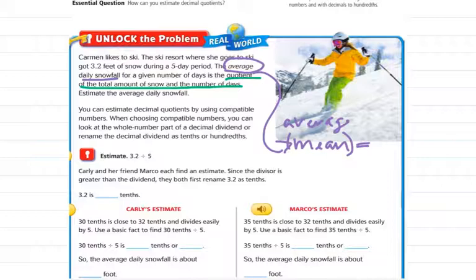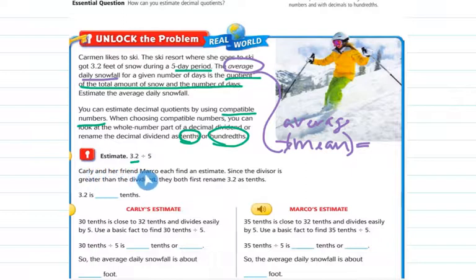So now what it says to do is we're going to estimate the average daily snowfall. We can estimate decimal quotients by using compatible numbers. And when choosing compatible numbers, you can look at the whole number part of a decimal dividend and rename the decimal dividend as either tenths or hundredths. So boys and girls, let's look at what we have first. We first have 3 2/10 divided by 5 because it's a 5-day period.